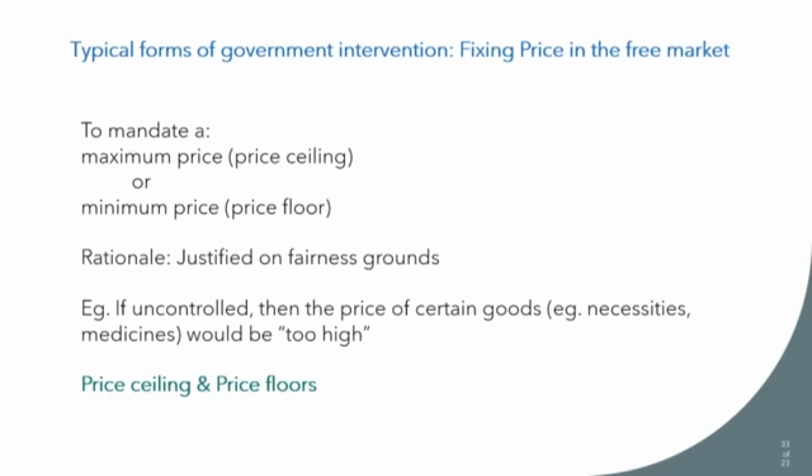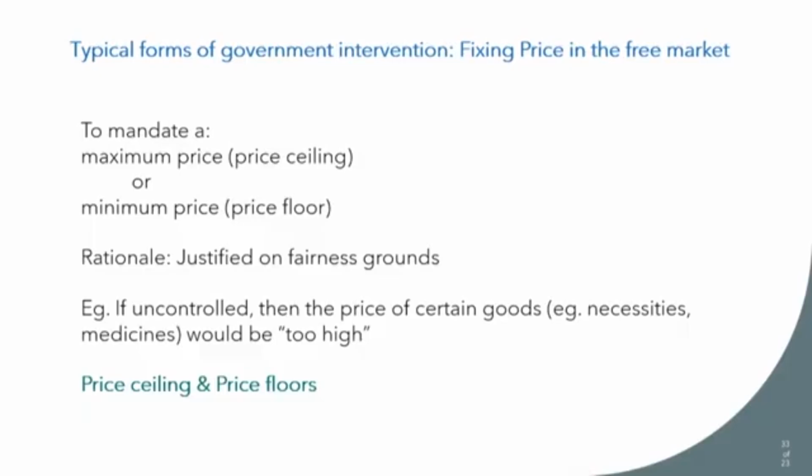But in the real world, if we leave the markets uncontrolled, then sometimes the price of certain goods, for example necessities like essential medicine, would be too high. Similarly, housing for poor people would be too expensive. Some people cannot afford it. In that context, the government needs to enter the market, and instead of completely leaving it to market forces, demand and supply, the government needs to fix the price.